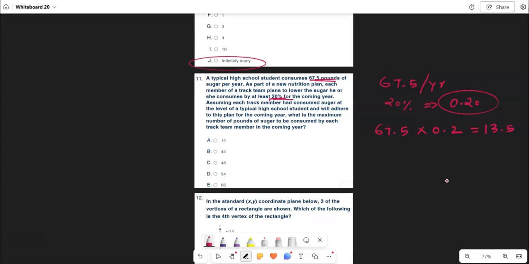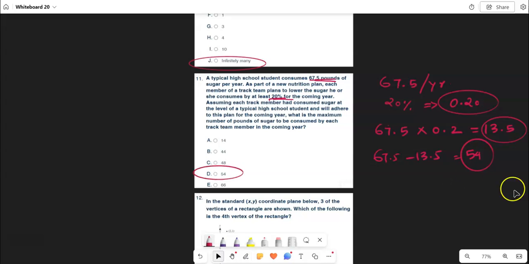This is the amount that is being lowered. So the amount they are taking is not this 13.5, because you may see 13.5 and think that's the right answer, but that is not what they are asking. You need to subtract this amount from 67.5. So 67.5 minus 13.5 is 54. That is the right option. Do you have 54? Yes, that's the fifth answer.